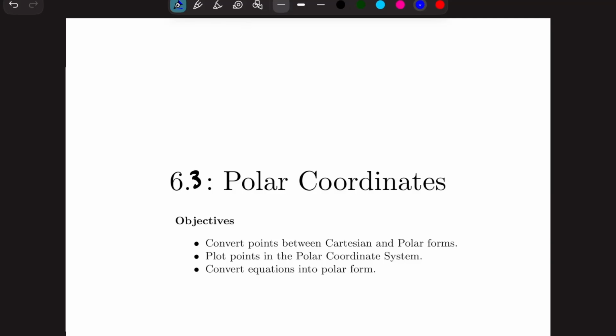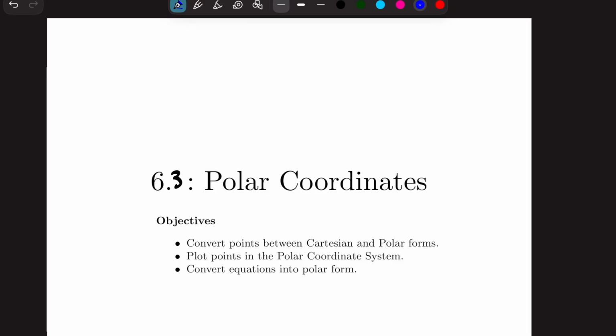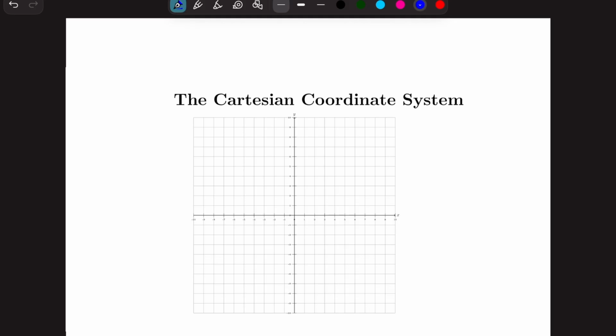All right, today we're going to go over 6.3, which is polar coordinates. So let's take a look at the current system that we use to visualize functions graphically, and that's the Cartesian coordinate system. It's sometimes called rectangular coordinates.